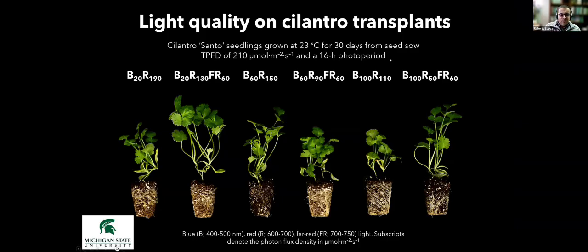Obviously, we can see some quite stark differences. When we only use blue and red light, we have very compact seedlings, even if we add 60 micromoles of far red light. But here, interestingly, when we reduce the amount of red light and we increase the amount of blue light, we actually see quite a bit of stem elongation. And of course, in these scenarios, it would be very dependent, right, on whether you were growing a potted herb or a fresh cut herb in terms of whether you want that stem elongation.